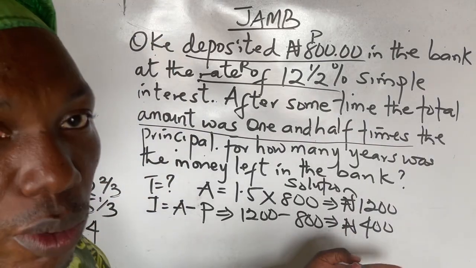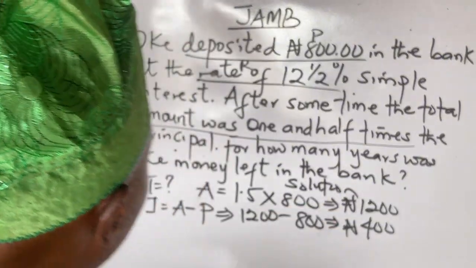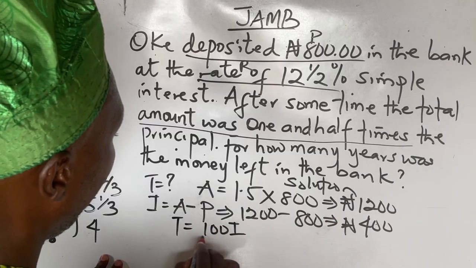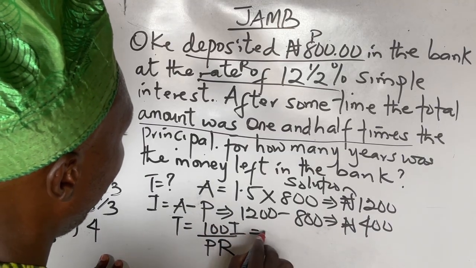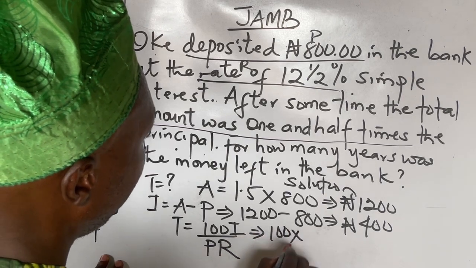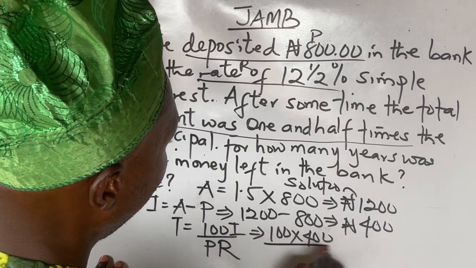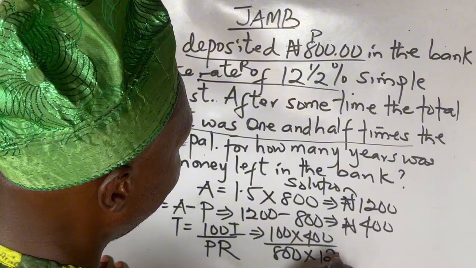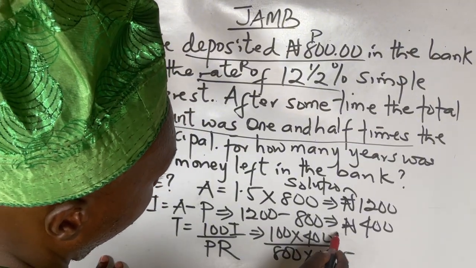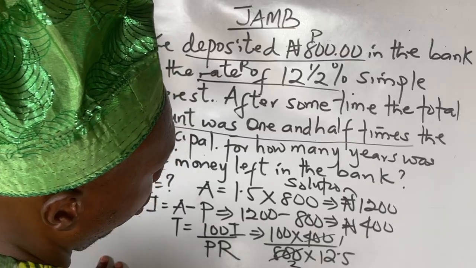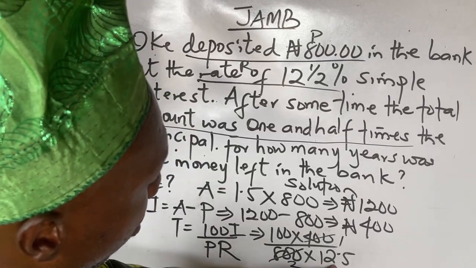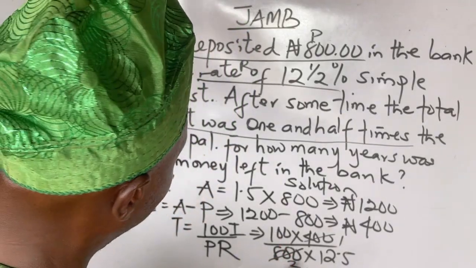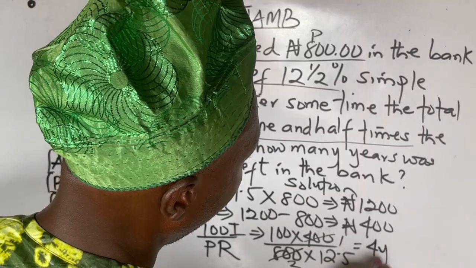So from the interest, we can get the time. Time will be 100I over PR. Our interest is 400, our principal is 800, our rate is 12.5. So 400 here, 1, 400 here, 2. So when we say 2 times 12.5, that's 25. 25 in 100, that's 4 years.